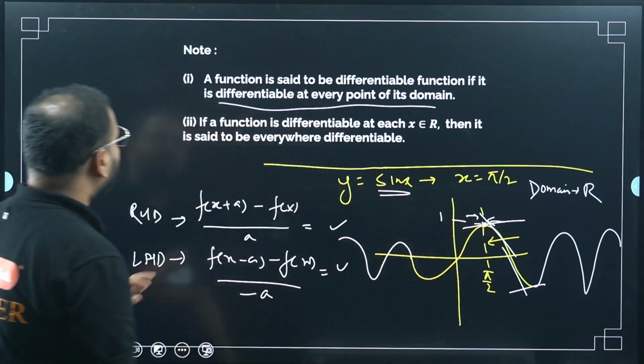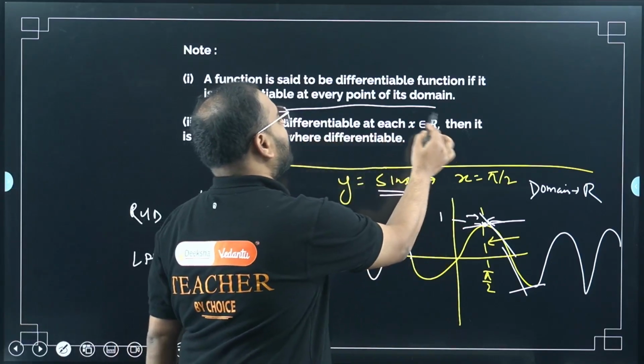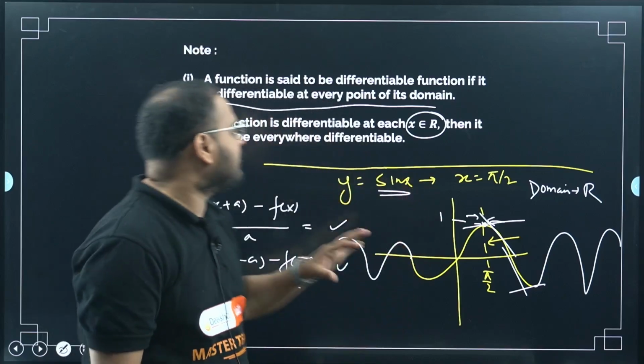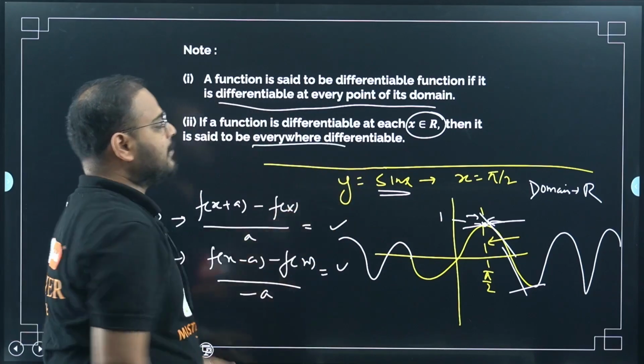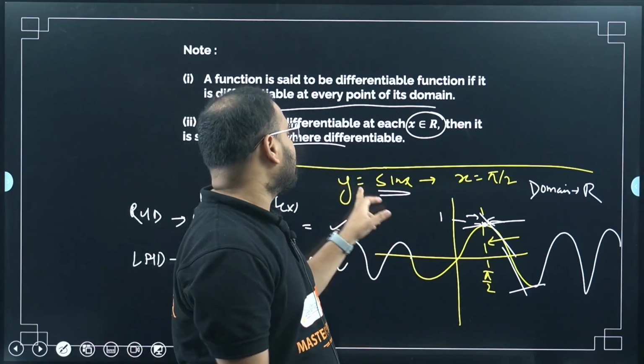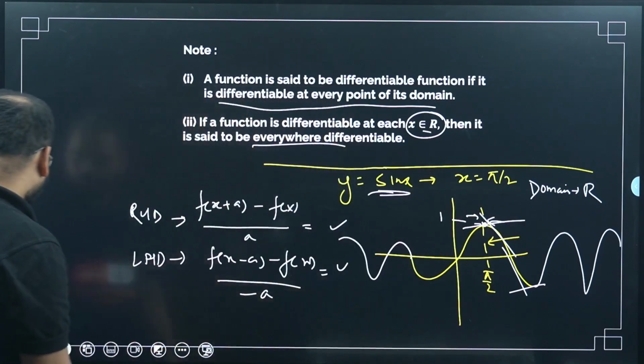Let's move on. Second point: if a function is differentiable for x equals R, meaning it is true for the entire set of real numbers, then we call the function differentiable everywhere. For example, y equals sin x is differentiable everywhere in its domain, so we can call it differentiable everywhere on the real numbers.